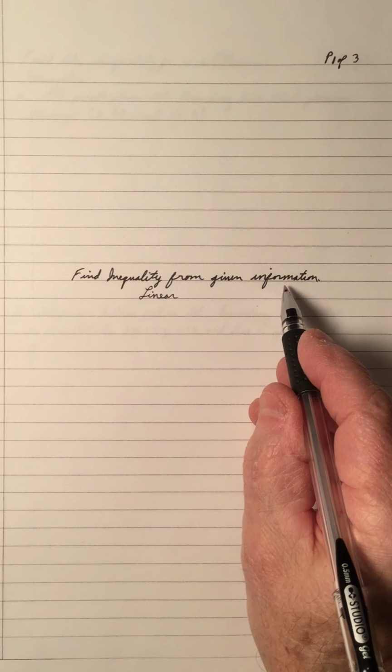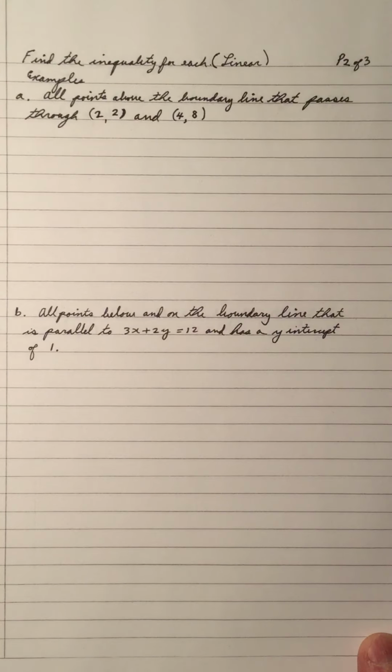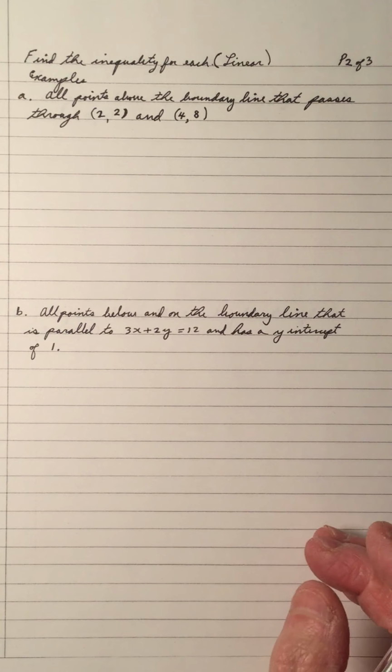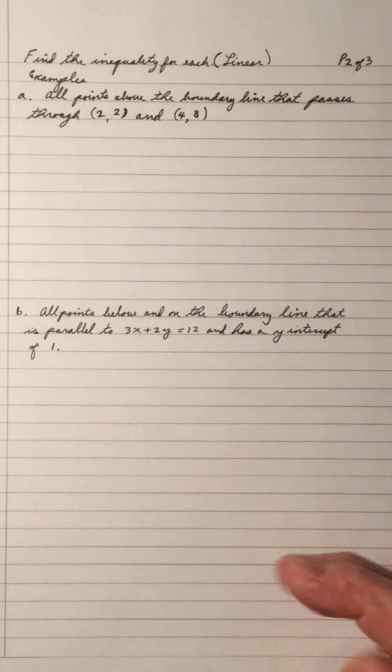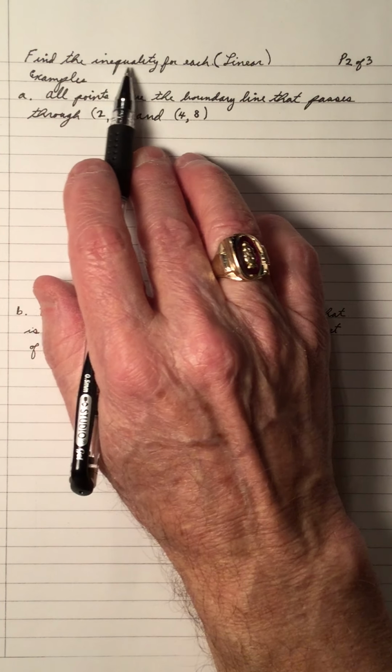Hi, welcome to my video on finding the inequality from given information. And when I say inequality, I mean the linear inequality. Linear means it's a line represented by a power or degree of 1. Find the inequality for each.